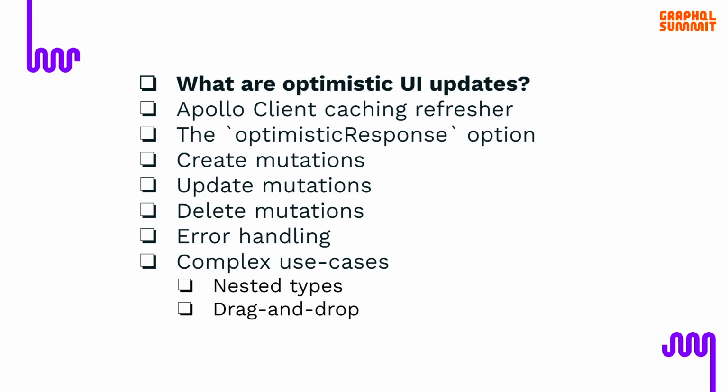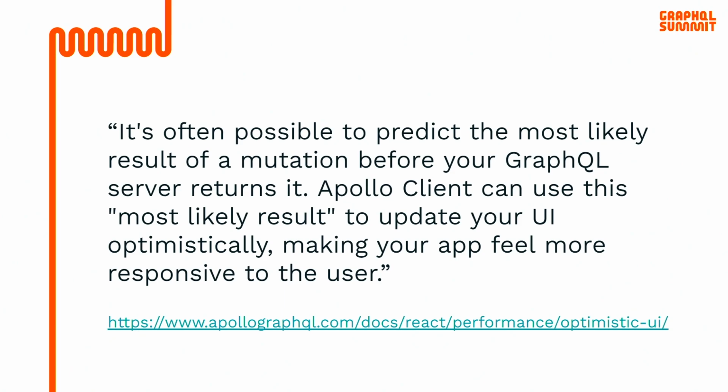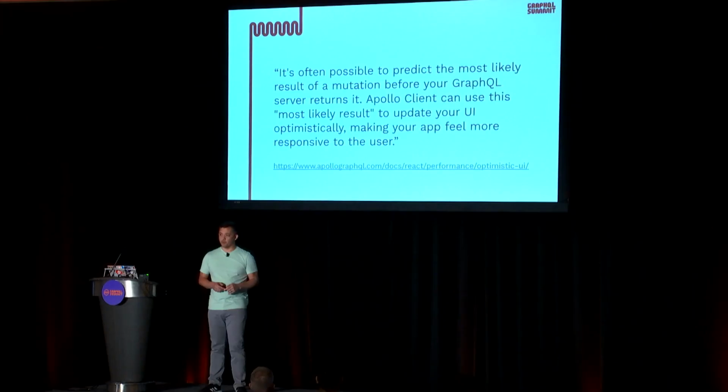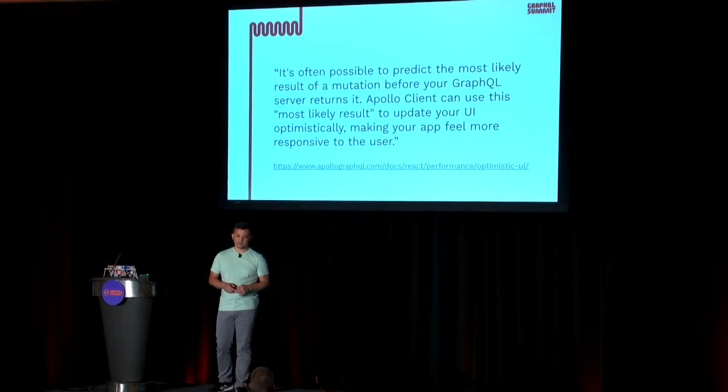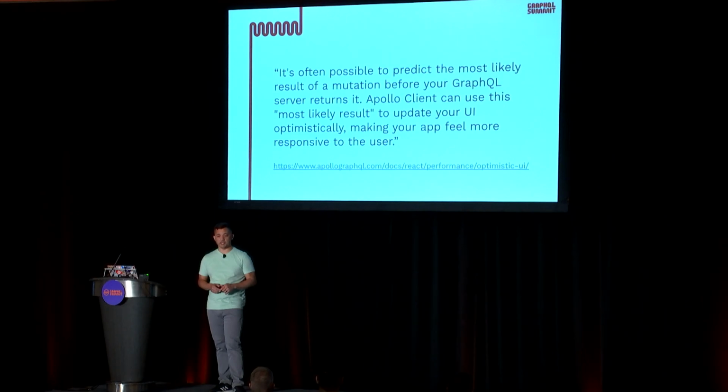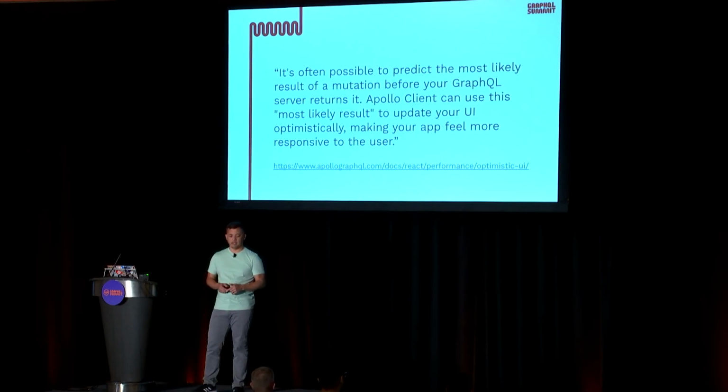So first, what are optimistic UI updates? Looking at the Apollo docs, it's often possible to predict the most likely result of a mutation before your GraphQL server returns it. Apollo Client can use this most likely result to update your UI optimistically, making your app feel more responsive to the user.